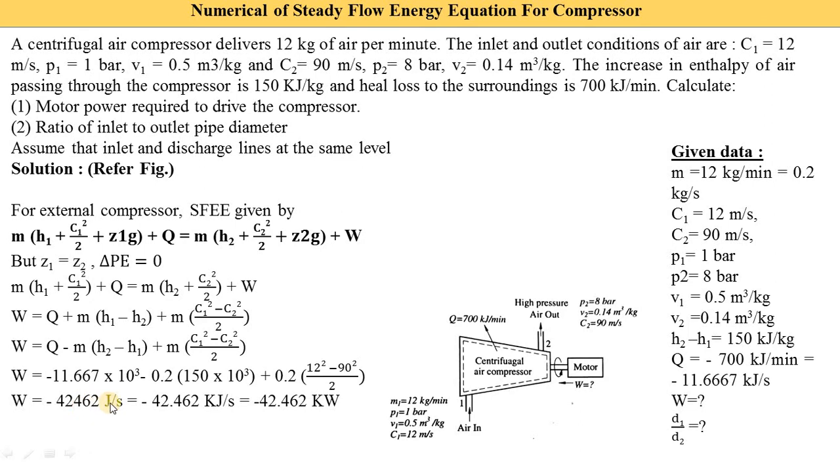We divide this value by 1000 and it gives the answer in kilojoule per second, and kilojoule per second is equal to kilowatt. So in kilojoule per second or kilowatt, our answer is minus 42.462. The minus sign indicates that we supplied the work done, and we already know in a compressor we need to supply the work done, so by default the answer comes in negative. So this is the basic thing.